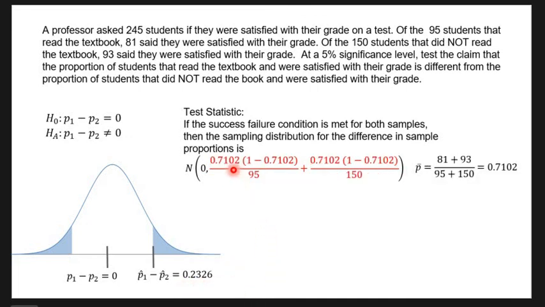And we can calculate this by first finding the pooled sample proportion, and that's 0.7102. We plug it in here to find out what our actual variance is. And it turns out the variance is 0.0035 when you do the calculations. So I have a normal distribution with a mean of 0 and a variance of 0.0035.